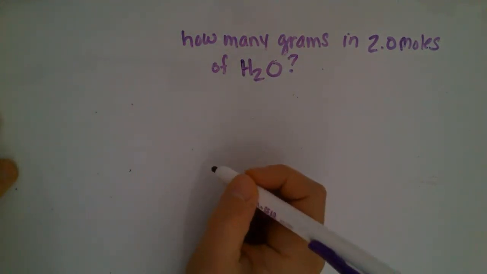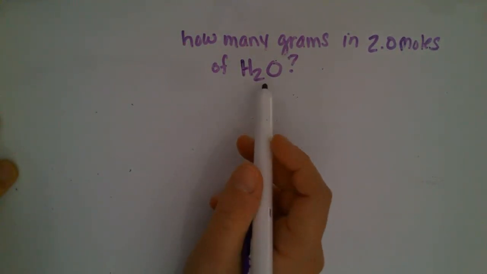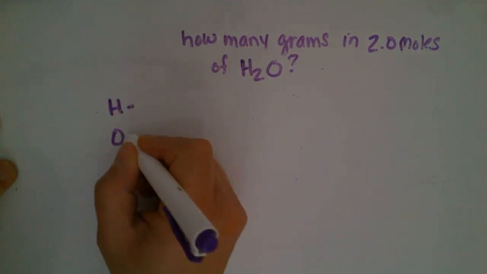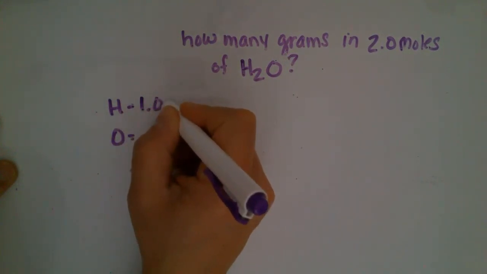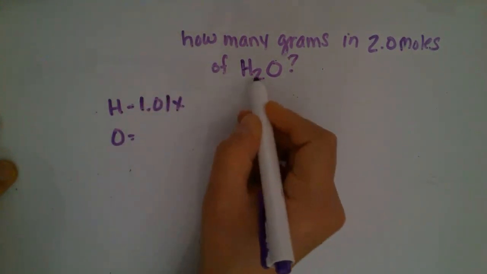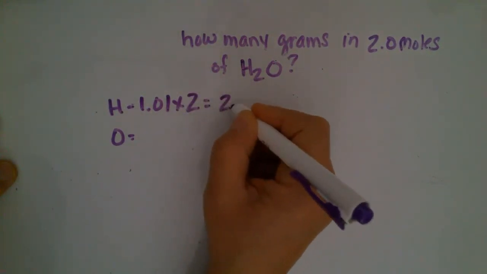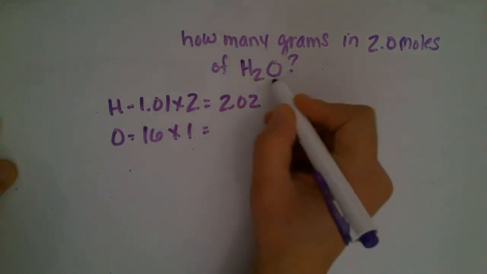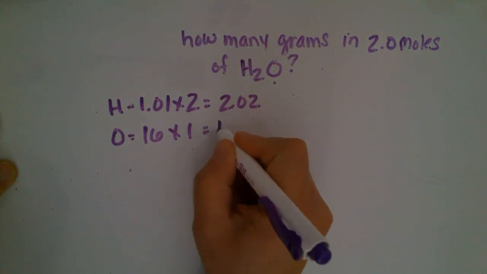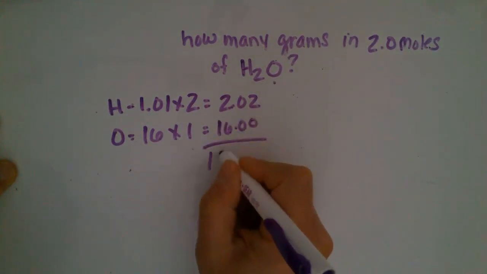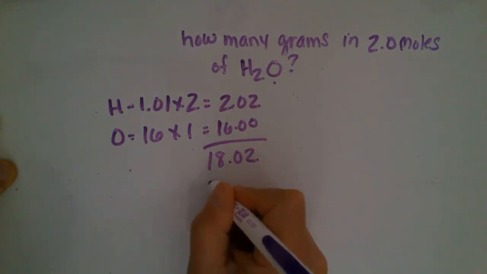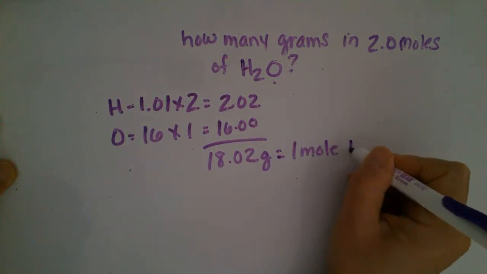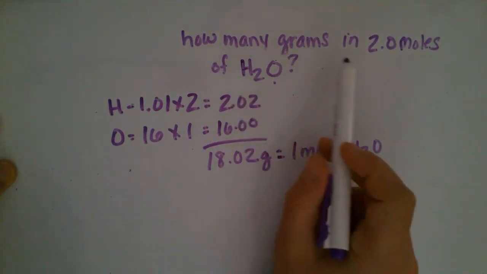So how many grams in 2.0 moles of water, H2O, okay? So first we need to figure out the molar mass of H2O. So hydrogen is 1.01, and there's 2 of them, okay? So it'd be 2.02. Oxygen is 16, but there's only 1 oxygen, so we would get 16. So add them together, you'd end up with 18.02 grams in 1 mole of water. So now plug in your information.